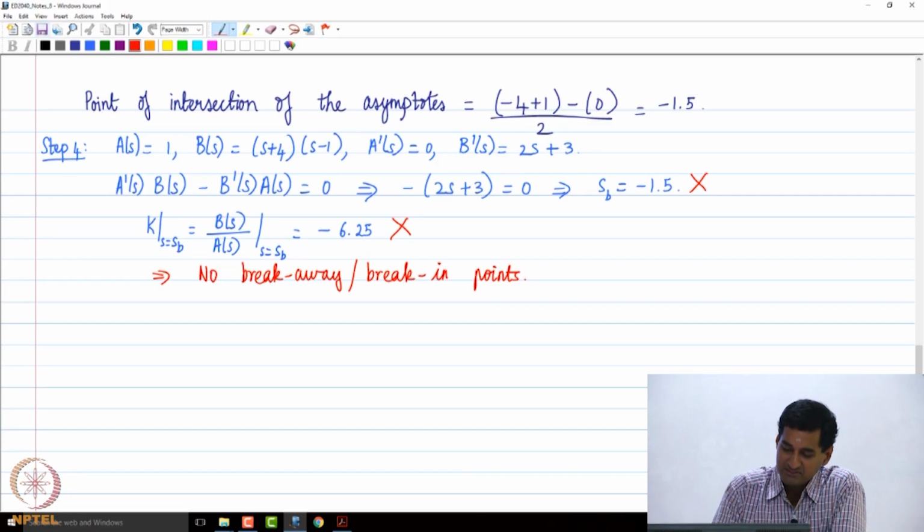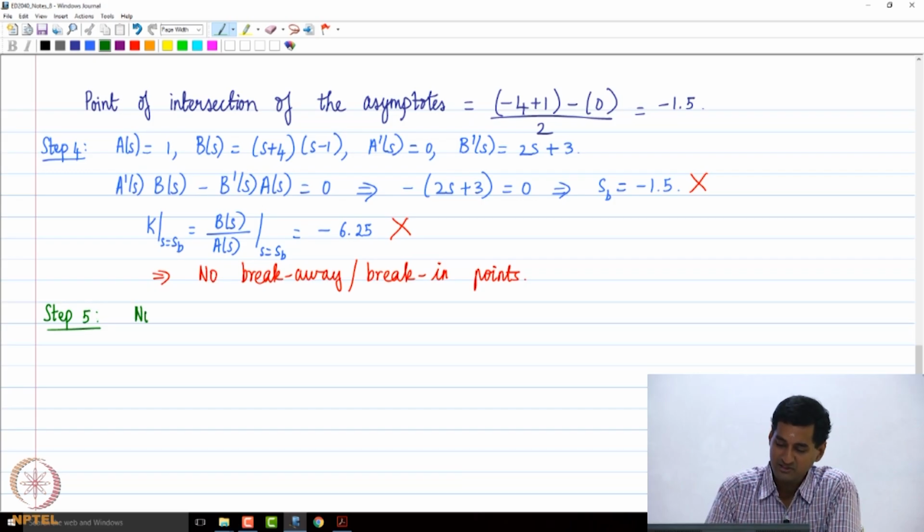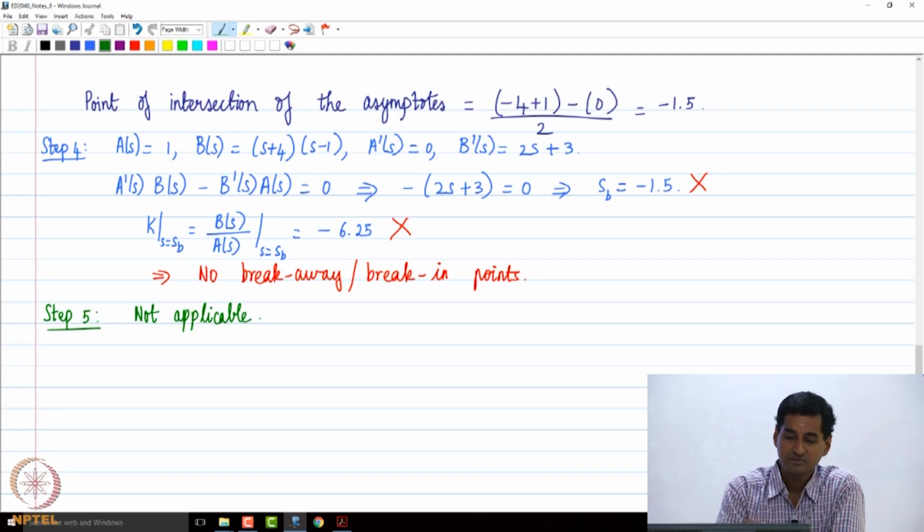So now let's go to step 5. What is step 5? Step 5 is angle of departure from a complex open loop pole and angle of arrival at a complex open loop zero. Does that step apply to the example? No, right? It still does not apply because we have only real open loop poles in this example. So step 5 is not applicable as far as this particular transfer function is concerned.